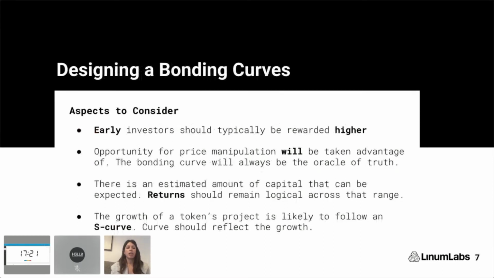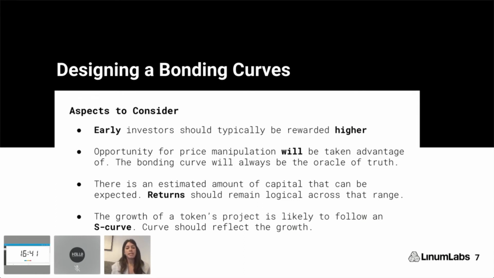So when you design a bonding curve, there are some aspects to consider. A bonding curve is only as good as the math and incentive structure that you put behind it. Things you should consider going into it: early investors should typically be rewarded higher. They took the risk early on, so they should probably be paid for it accordingly afterwards. Opportunity for price manipulation will be taken advantage of on a bonding curve. Because the bonding curve is the oracle of truth, it will always be the same price dependent on the amount of tokens minted. Arbitrage will make it so every other market responds accordingly to the bonding curve.